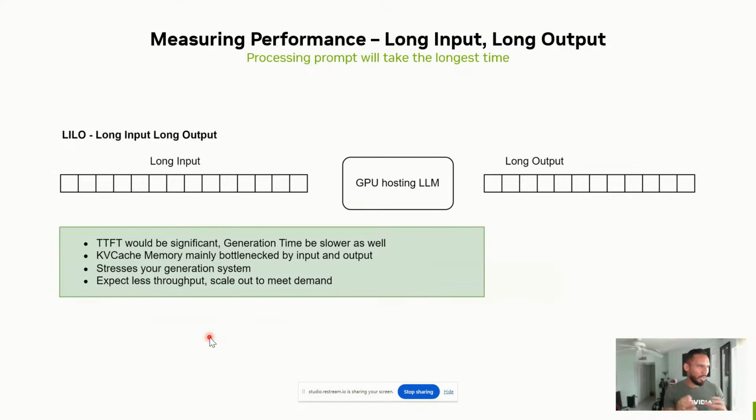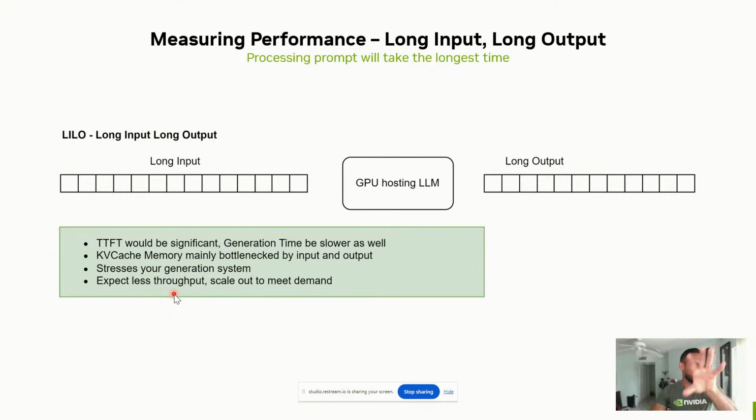So these are things that we look at on a very granular level. If I have a long input and a long output, I would expect the time to first token to be bigger than for a short prompt. My KV cache will just be storing more and more tokens because I'm storing the generated tokens. It's going to stress your generation system because you're just filling up the GPU more and more, and you should expect to see less throughput in a scenario like this.